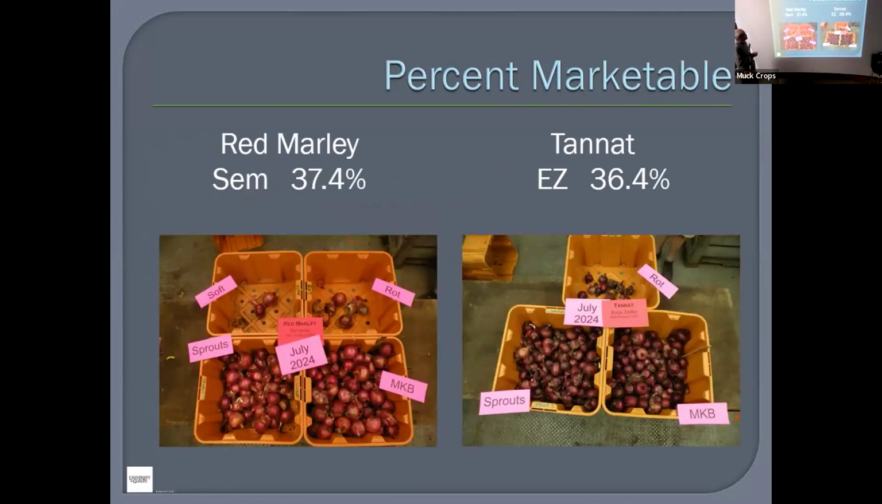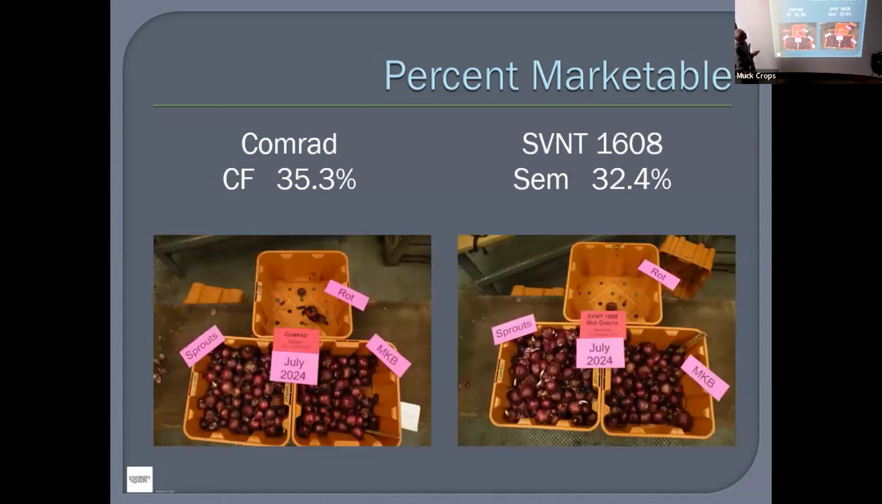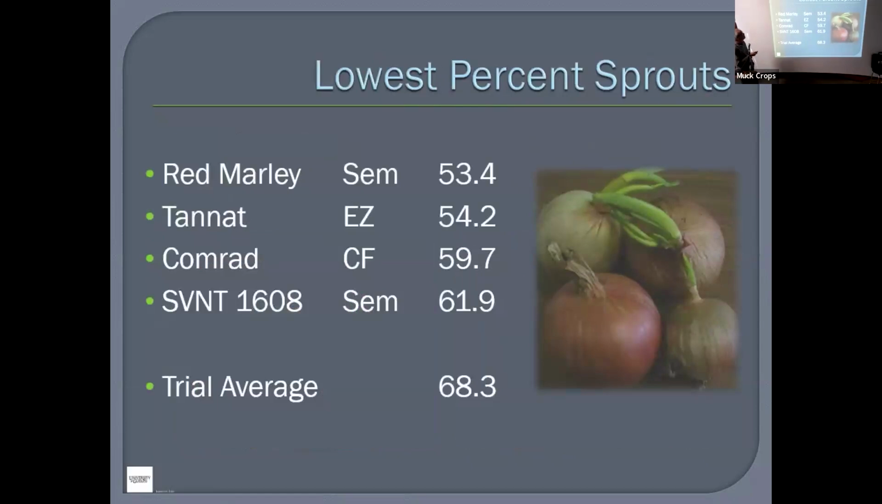But the ones that held out the best overall as far as percent marketable were Red Marley and Nault at 37 and 36%. Then Comrade and SVNT 608. Is that one name, Bridget? Sorry, Red Garcia. Okay, there you go, Red Garcia. And again, same as yesterday, you're seeing names repeating themselves within the trials in different categories. Those that had the least amount of sprouting, and the trial average was sprouting at 68%, were Red Marley, Nault, Comrade, and Red Garcia. The other ones were quite high.